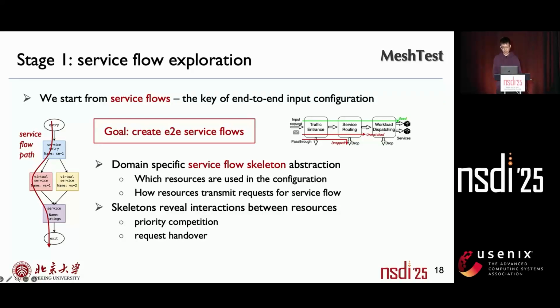Service flow skeleton shows high-level layouts of the input configuration, including which resource to use in the test and how they are connected to compose the service flow. It also reveals interactions between resources, such as the priority competition or some request handover.